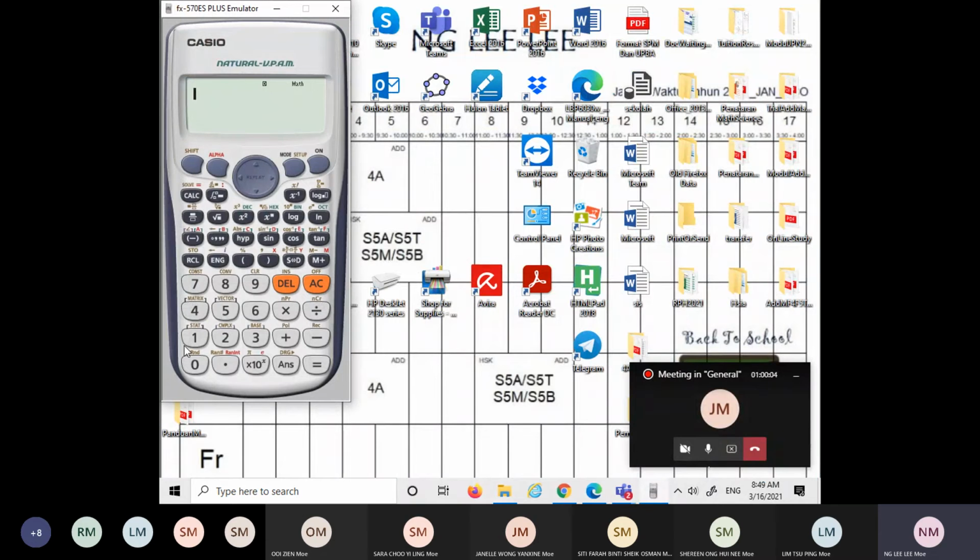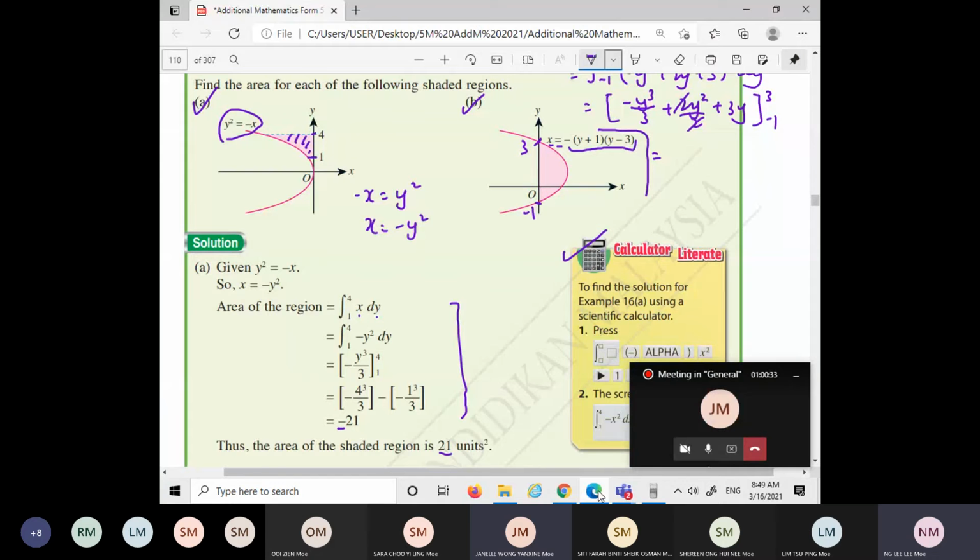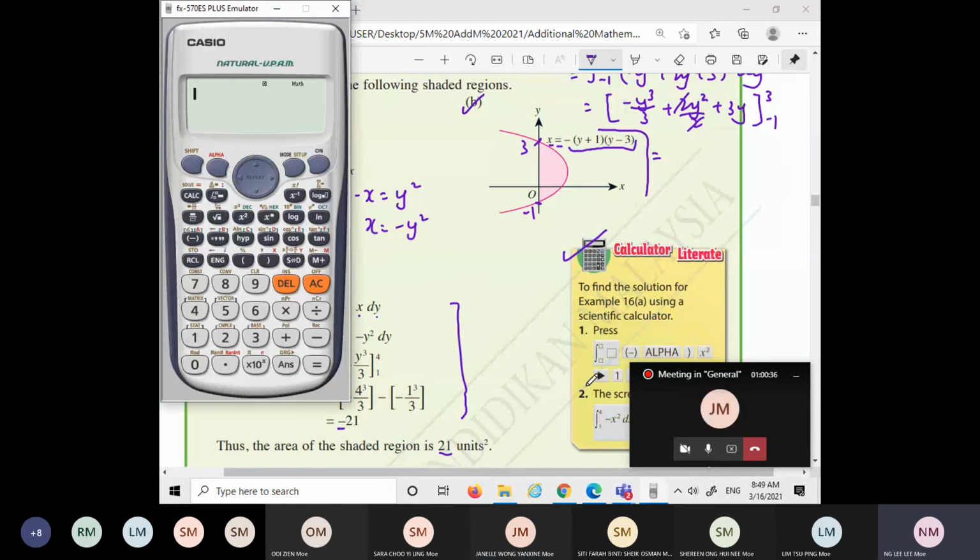This is a silver color calculator. I don't have the black color calculator. Some teachers are very good in all this technology. They teach us how to download the app into our laptop so that I can easily show you. Can you see the screen? Can you see the calculator? Can see. Okay, now I want to do this.